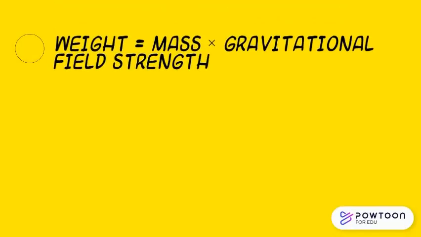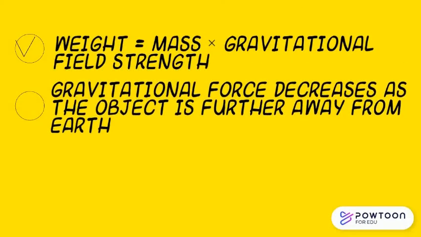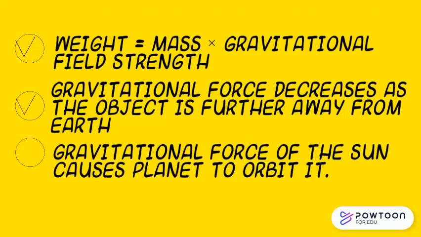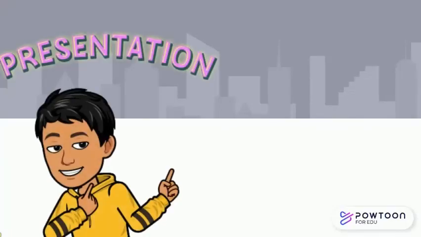Here are some more facts. Weight equals mass times gravitational field strength, and gravitational force decreases as the object is further away from the Earth. And the gravitational force of the Sun is what causes all the planets to orbit it.